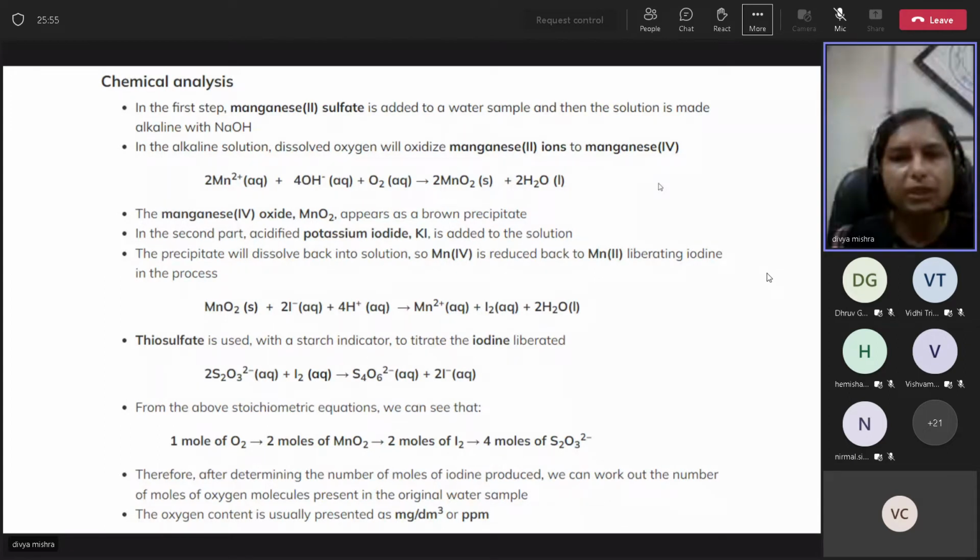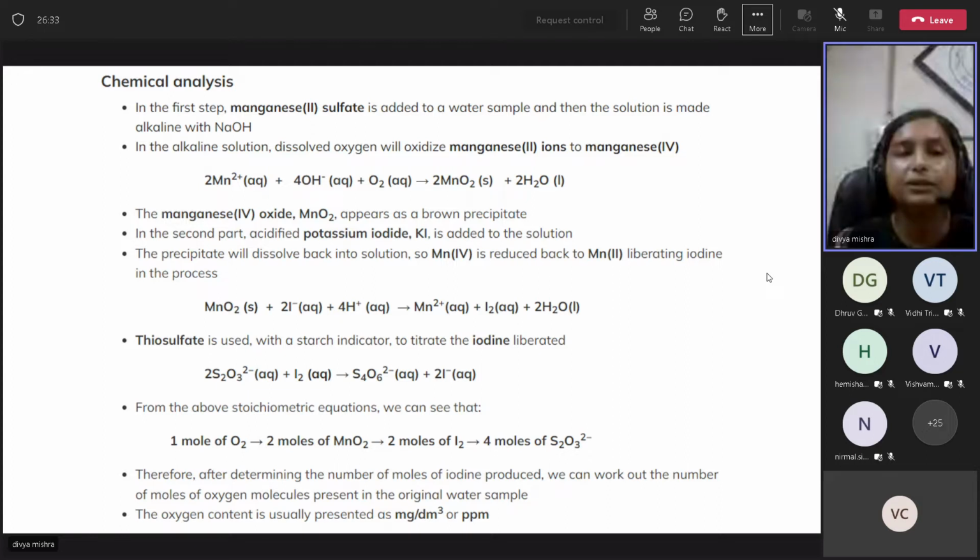So in the first step, before we perform, we will take our sample solution in a reagent bottle, and then we will add manganese sulfate, and then we will add alkaline potassium iodide. So it will be made alkaline by using sodium hydroxide.